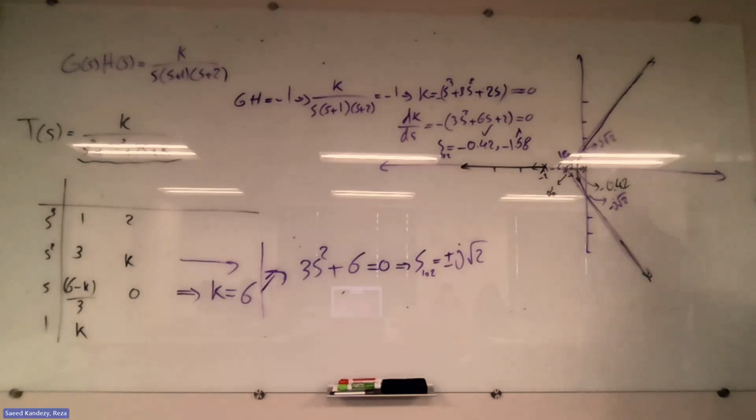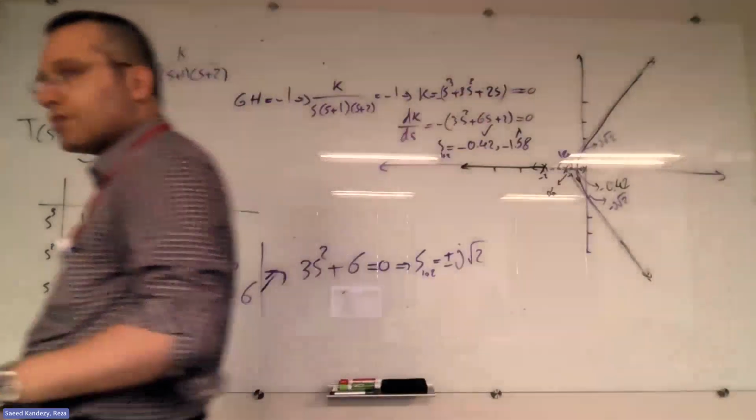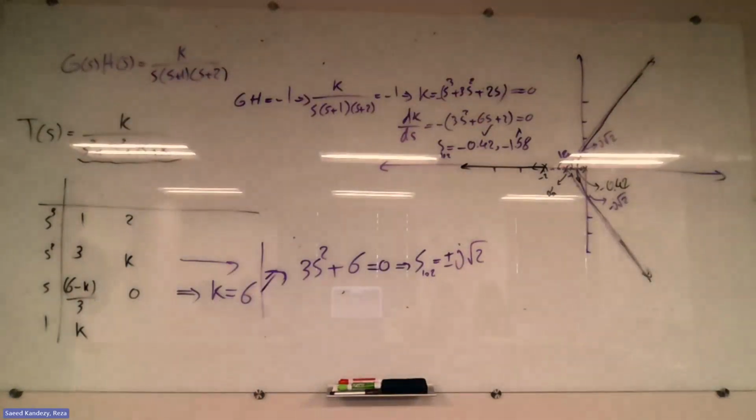You already have the Routh-Hurwitz array, and you know the condition of stability was that the first column would not change polarity. So if 1 and 3 are positive, K and (6 minus K) over 3 should also be positive. Otherwise, it's unstable. Now, we know that K will start from 0 and go to infinity, so this one is positive. The only question is this one.